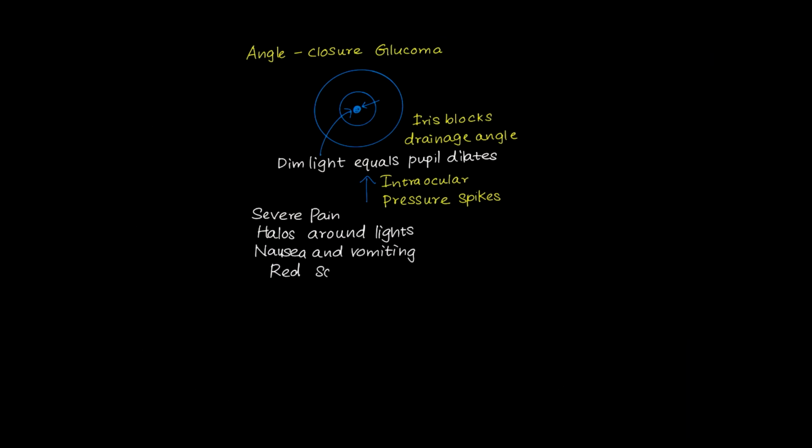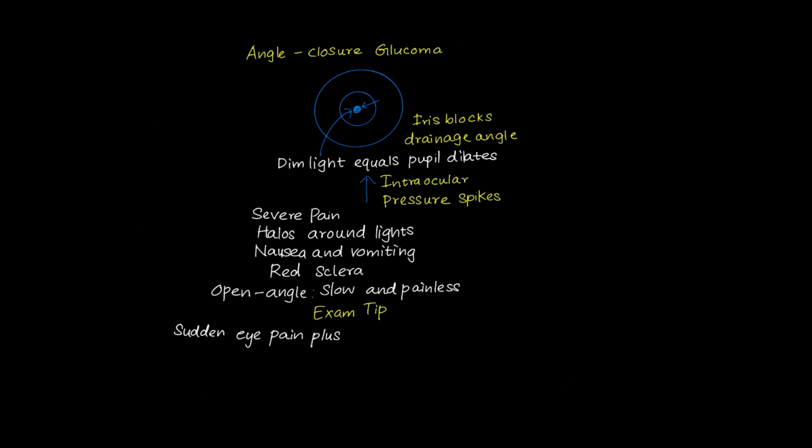Open-angle glaucoma progresses over years, is painless, and steals peripheral vision quietly. Bacterial conjunctivitis causes discharge, crusting, and itching, not severe pain with halos. Eye fatigue feels mild and improves with rest. Nothing else in the options matches sudden severe pain with nausea.